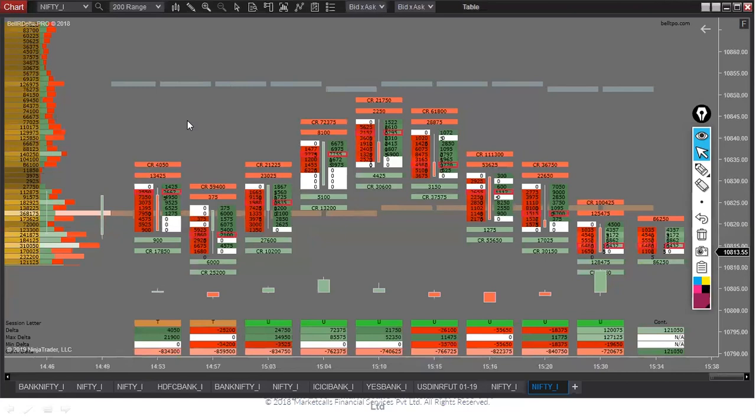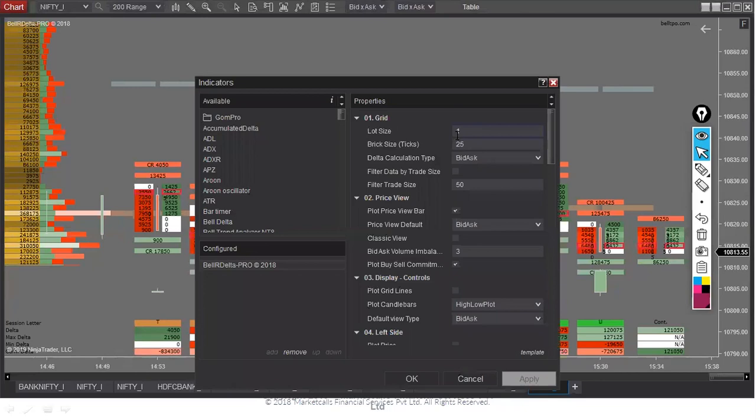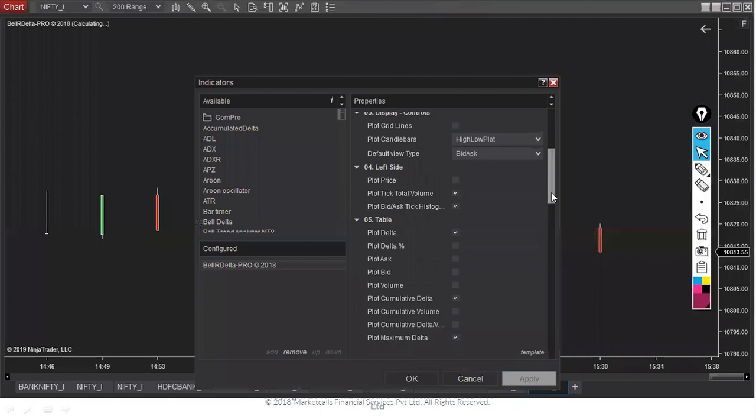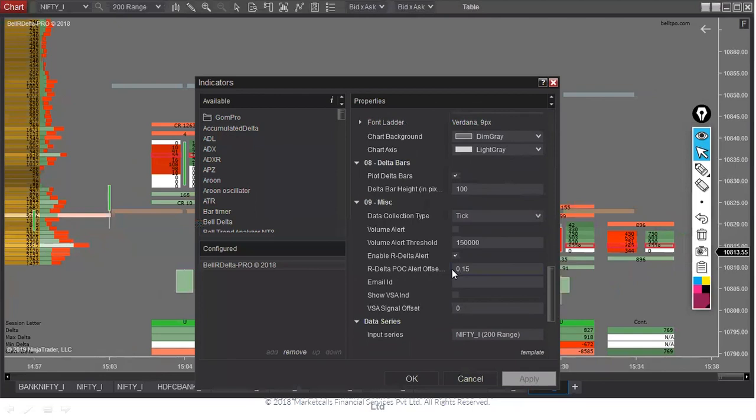Better, we'll divide by 75 and make this 20, which is 1 point TPO, right? 20 is 1 point TPO. And if you scroll down, you can see there is one more filter available over there. So there is a filter here, and in fact, there is an alert also.